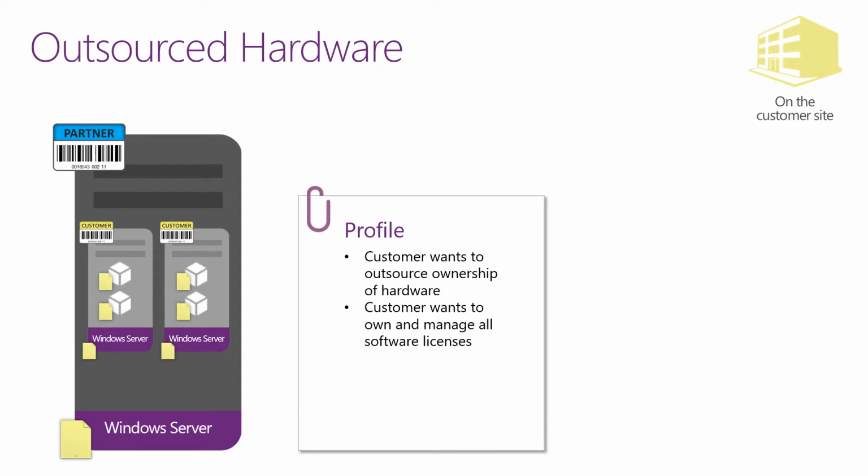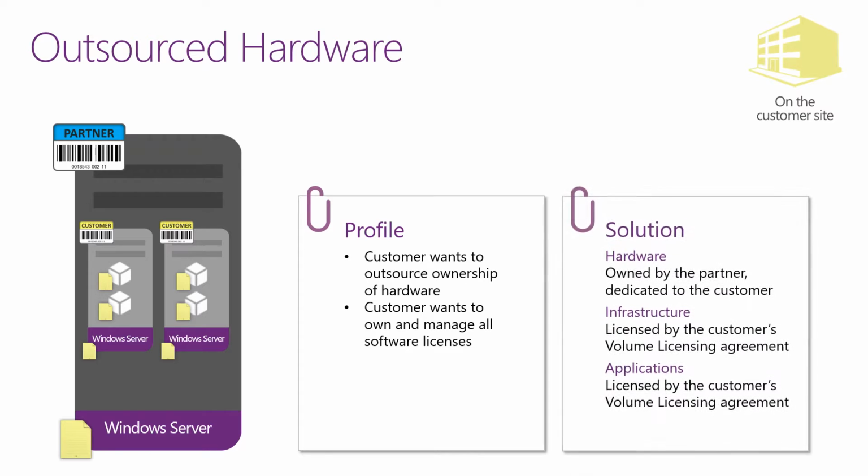The rules here are very simple. As long as the hardware is dedicated to the customer, it doesn't need to be owned by them for them to still be able to use licenses acquired through a volume licensing agreement. So the solution we looked at here showed us that we can have hardware owned by a partner, dedicated to the sole use of a single customer, with all the licenses owned by the customer and acquired through their volume licensing agreement.